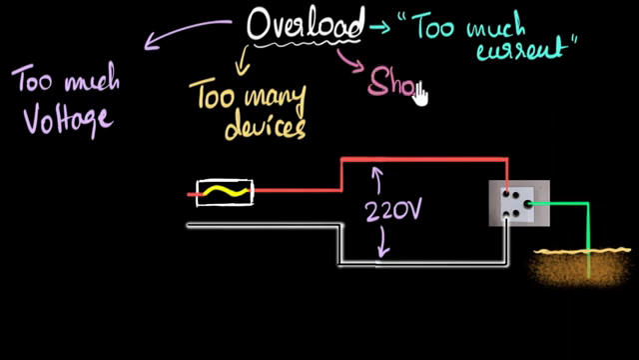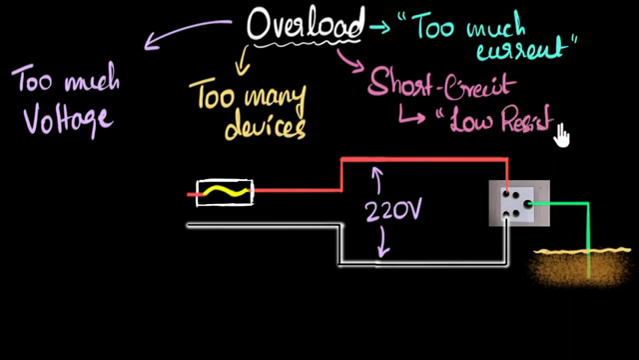Short circuit. Again, you may have heard of this word. What does the word short circuit mean, right? In short, it kind of means you're creating a low resistance path. This usually happens when the wires start touching each other.